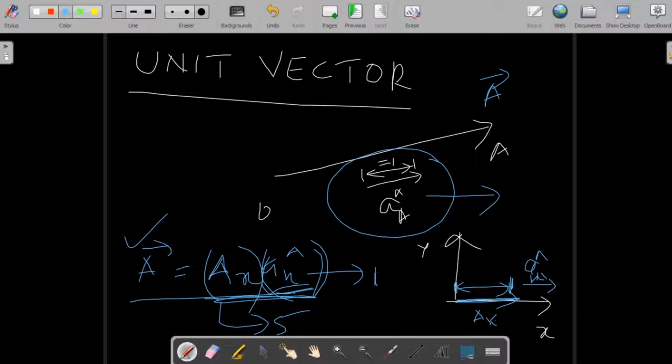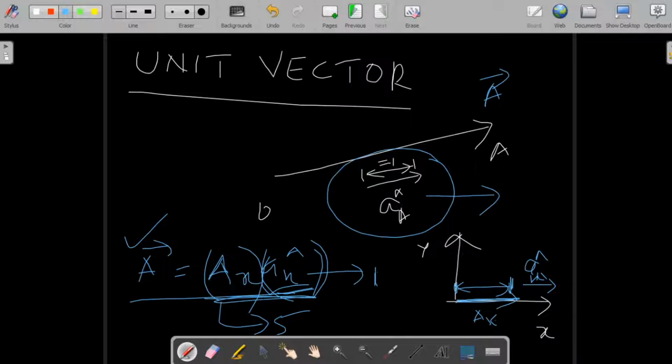Now you will have a doubt. How can I compute this unit vector x cap? Is it just a representation, or can I find a value for that x cap? When I say x cap, it's very clear, right? It is in which direction? It is in the x direction.